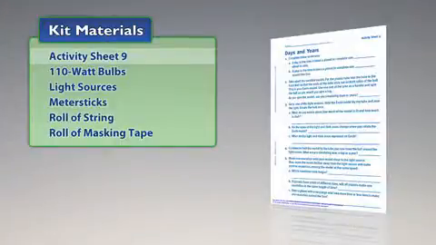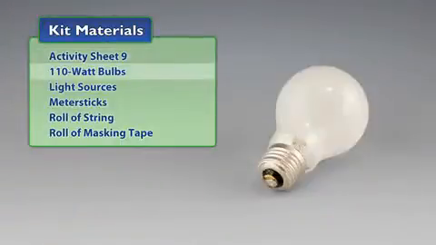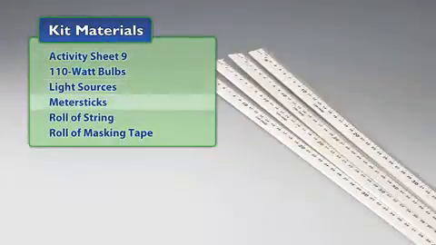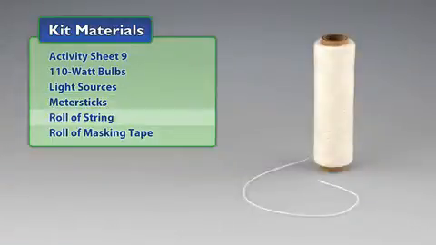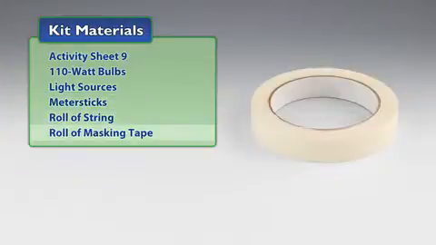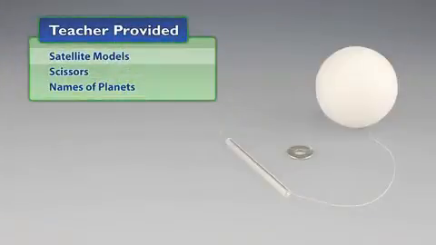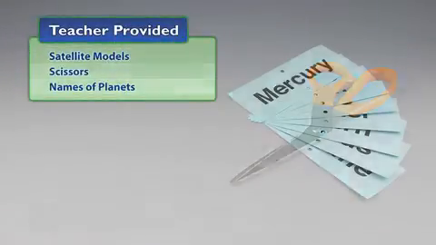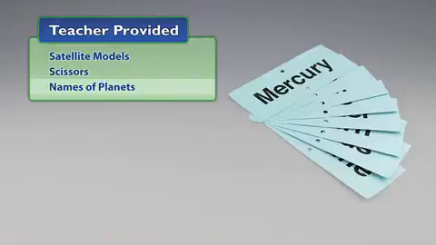You'll need the following materials from the kit: Activity Sheet 9, 110-watt bulbs, light sources, meter sticks, a roll of string, and a roll of masking tape. You'll also need to provide satellite models from Activity 2, scissors, and the names of the planets from Activity 1.